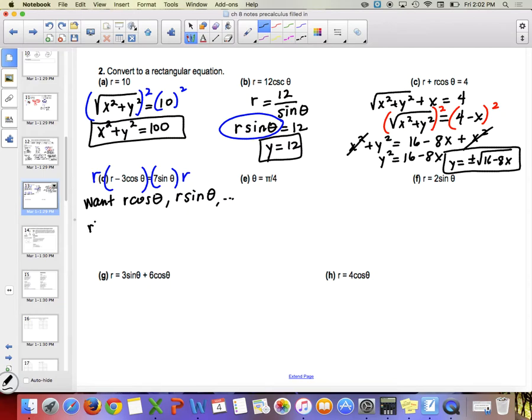Okay, so we have r squared minus 3r cosine of theta equals 7r sine of theta. Now we can replace. So when we do that, we get x squared plus y squared minus 3 times x equals 7 times y. Okay, and this one you would not be able to solve for y. Well, you could by completing the square, I guess. Do you guys know what shape this one is?